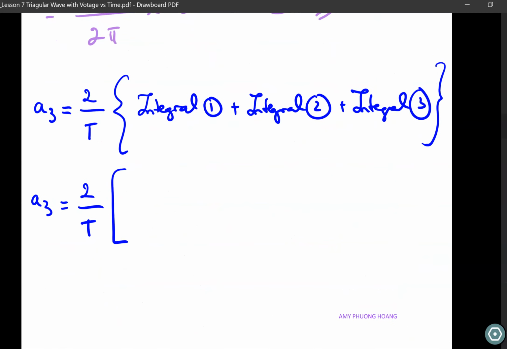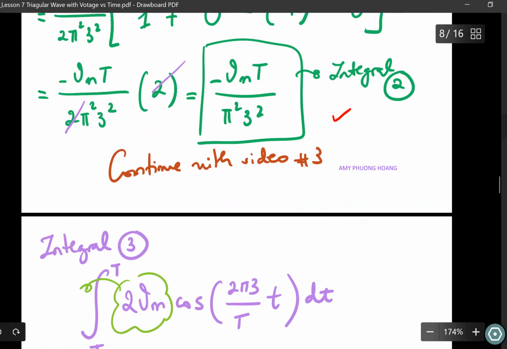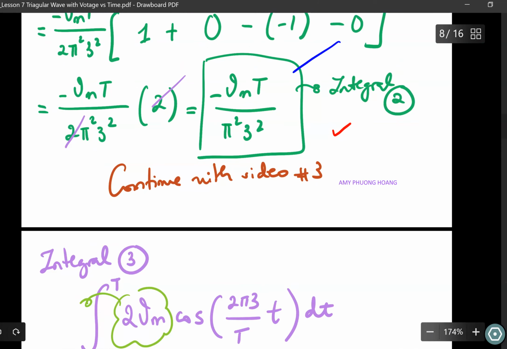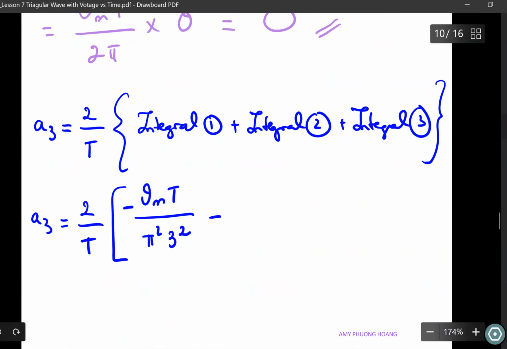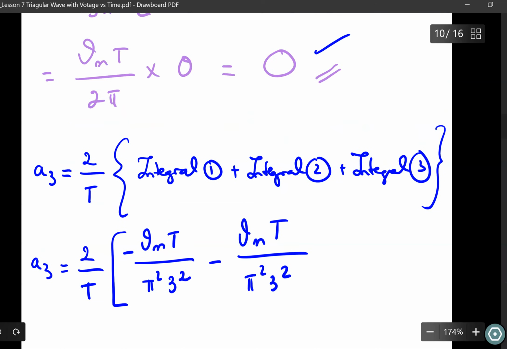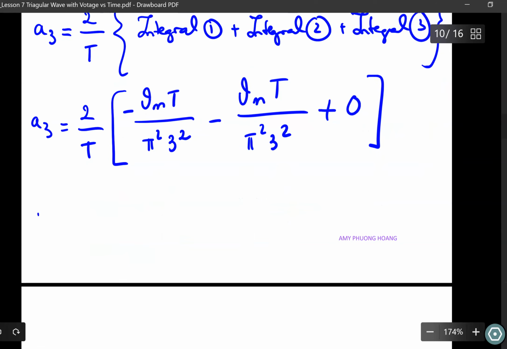Okay, so I should have subtract Vmax times t over pi squared t squared. And my next one is my integral number 2. Integral number 2, I found it right here. Minus Vmax t. So again, it will be minus of Vmax times t divided by pi squared 3 squared. And integral number 3 is figured out as 0. Okay, so I will have a3 equal to 2 over t.